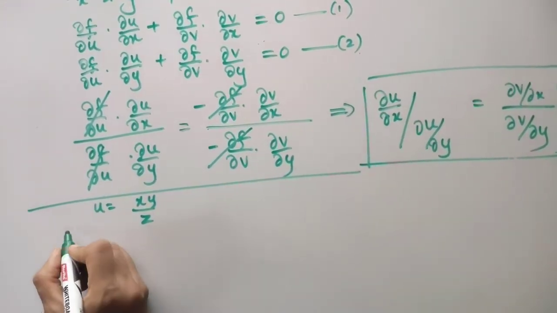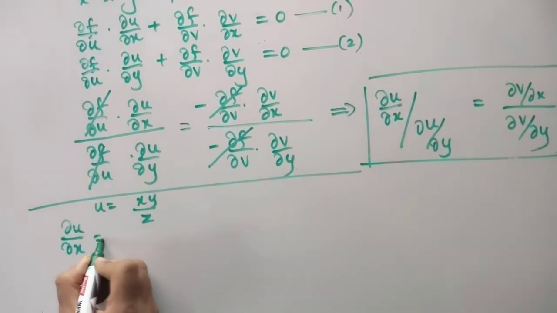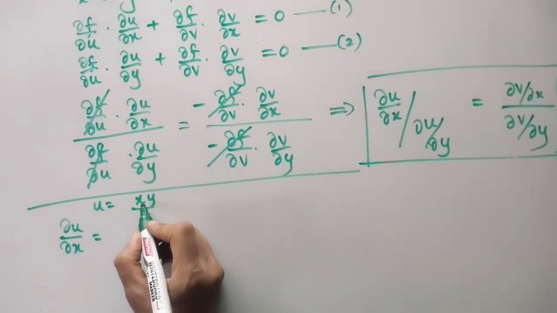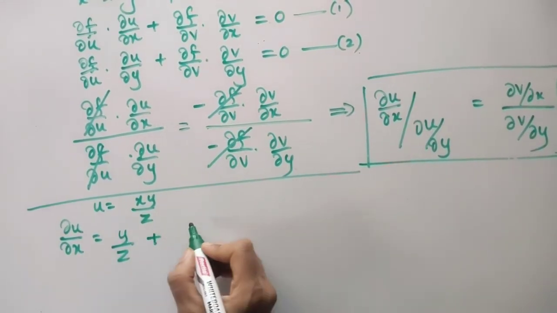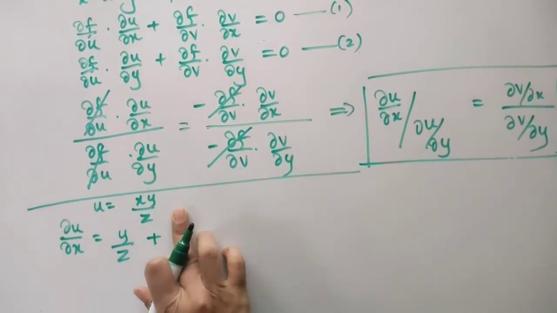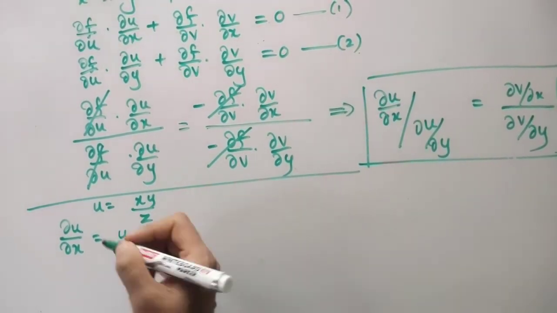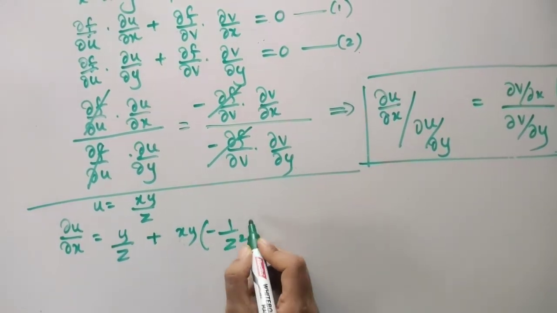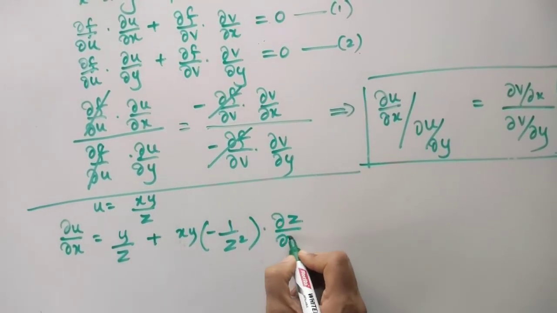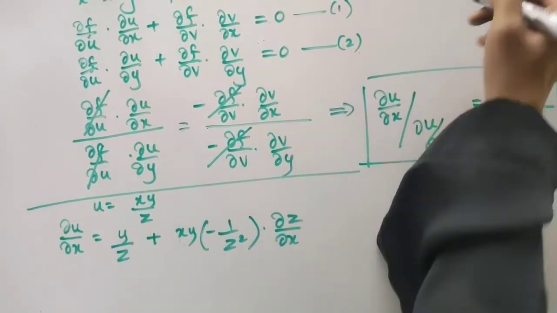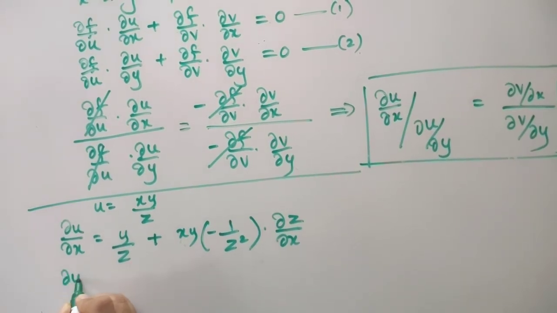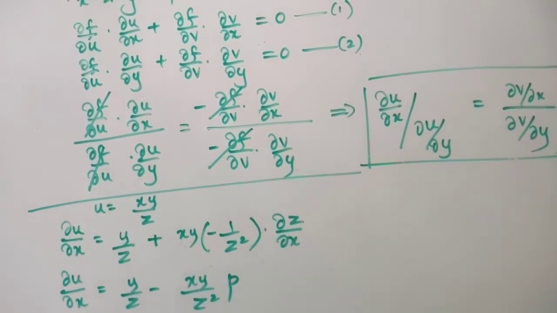Yes, so what is ∂u/∂x? We are differentiating x with respect to x, so it will be 1, y by z as it is. Derivative of x with respect to x will be 1, plus x into y as it is, I will keep. Derivative of 1 by z is minus 1 by z square into ∂z/∂x, because z is appearing as a function of x and y both, as I told you in the beginning itself. Now ∂z/∂x is p, so you get ∂u/∂x is equal to y by z minus xy divided by z square into p. This is what you get.